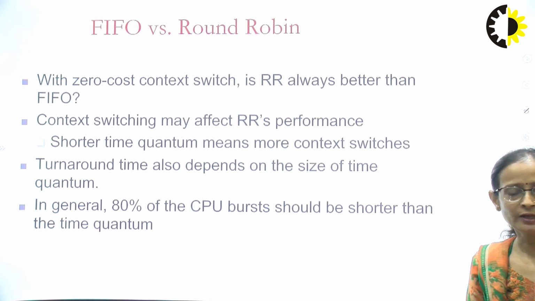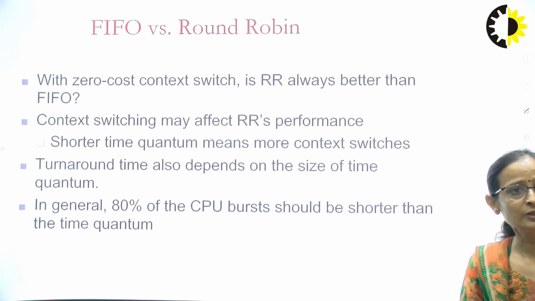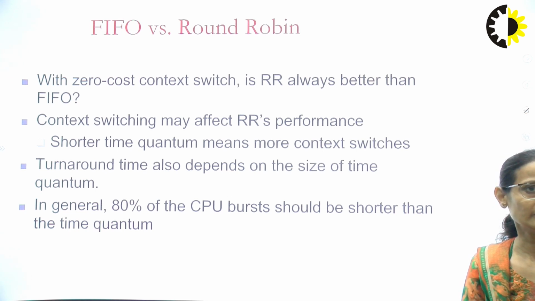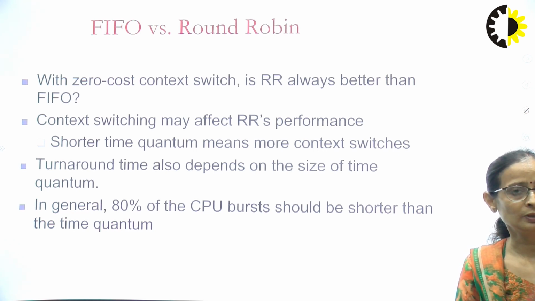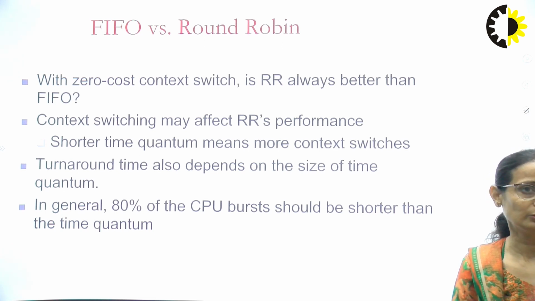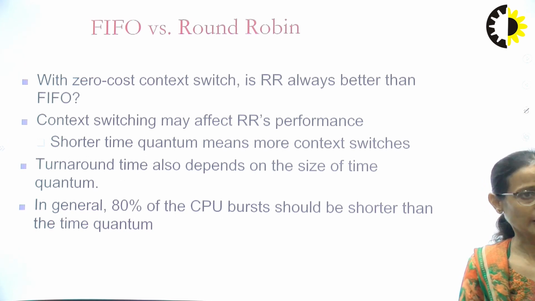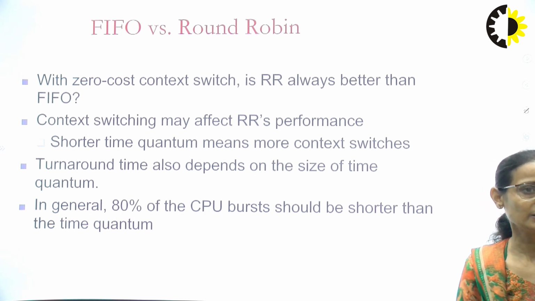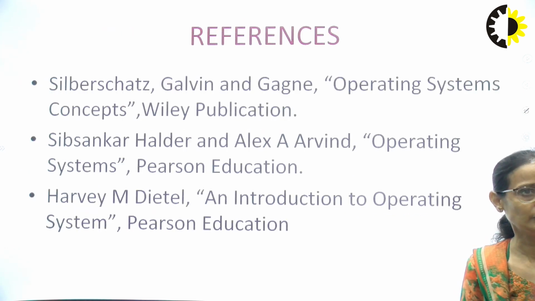We are saying that round robin is a FIFO algorithm with preemption. So what is the difference between the two? With zero cost context switch, RR is always better than FIFO. Context switching may affect RR's performance. A shorter time quantum means more context switching, so the time quantum value should be optimal. Turnaround time also depends on the size of the time quantum. In general, the policy is that 80% of the CPU bursts should be shorter than the time quantum value.